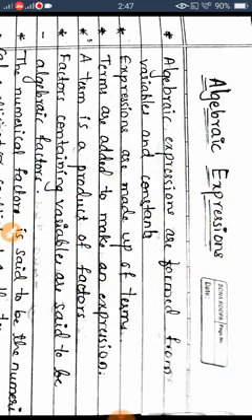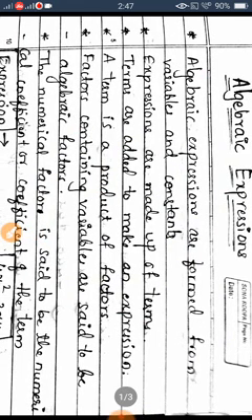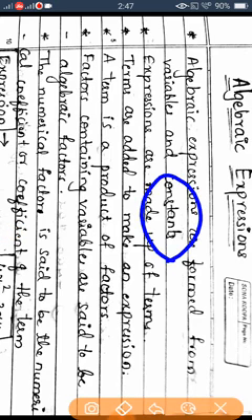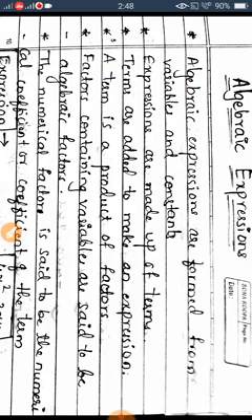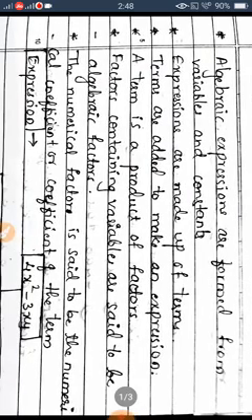The definition you can see: algebraic expressions are formed from variables and constants. Constants are nothing but the different types of numbers that I said, natural numbers, whole numbers and all. Variables are nothing but alphabets. Including both of these forms an algebraic expression. Expressions are made up of terms.